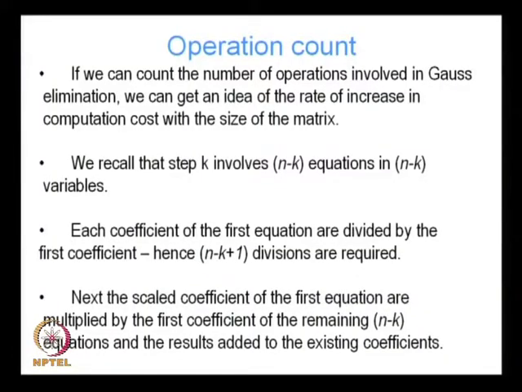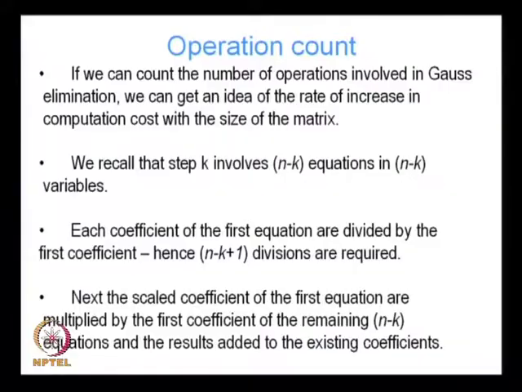To do that, we have to count the number of operations in each step. We recall that step k involves n minus k equations in n minus k variables. For instance, after the first step, we have n minus 1 equations and n minus 1 variables. The second step has n minus 2 equations, n minus 2 variables, and so on and so forth. Each coefficient of the first equation is divided by the first coefficient. Hence, n minus k plus 1 divisions are required, because there are n minus k terms, and then there is the right hand side also. So, there are n minus k plus 1 terms, and each term in that first equation has to be divided by the first coefficient.